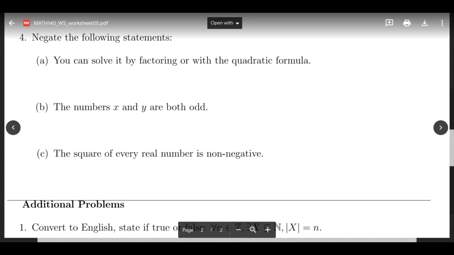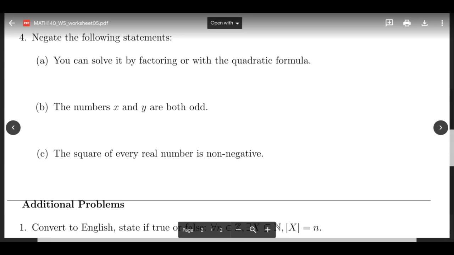If we negate the whole thing, the square of every real number is non-negative, it's not true, right? Jin is saying not every square is negative. Okay, that makes sense. The square of a real number is negative. Yes. The square of every real number is negative.